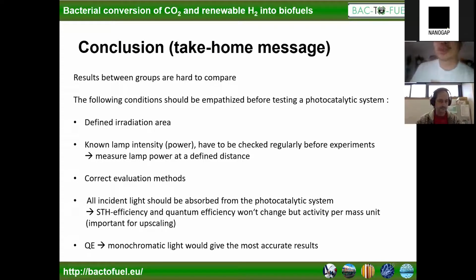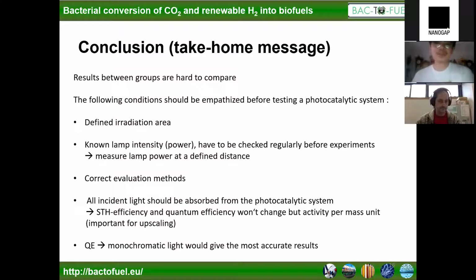So what you have to keep in mind is you have a defined irradiation area, you have a known lamp intensity, and this has to be checked regularly before experiments, because all of the lamps are losing their power or their intensity over time. So be sure that you check the light intensity between your experiments.